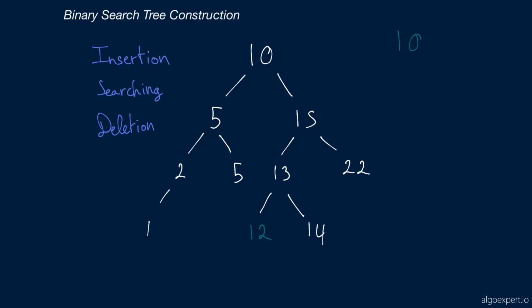So let's write here, we write 12. We keep track of that value. We erase our 10, because we want to delete it, and we replace the 10 with 12. So we literally replace the value of the node that we're deleting with the smallest value from the right subtree, which is 12.